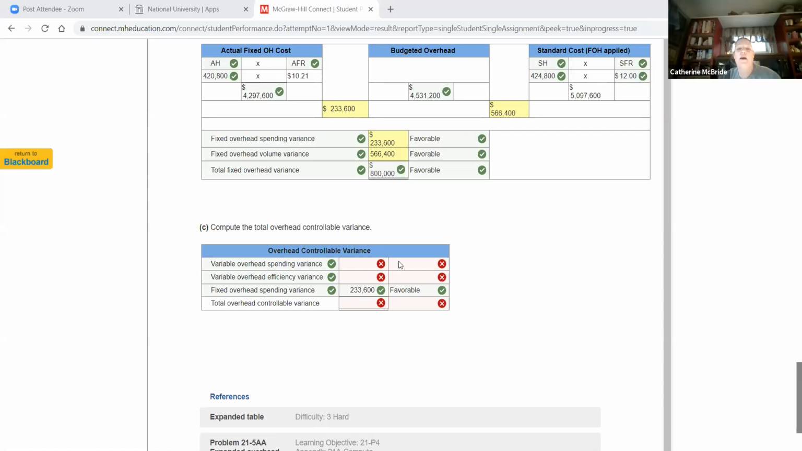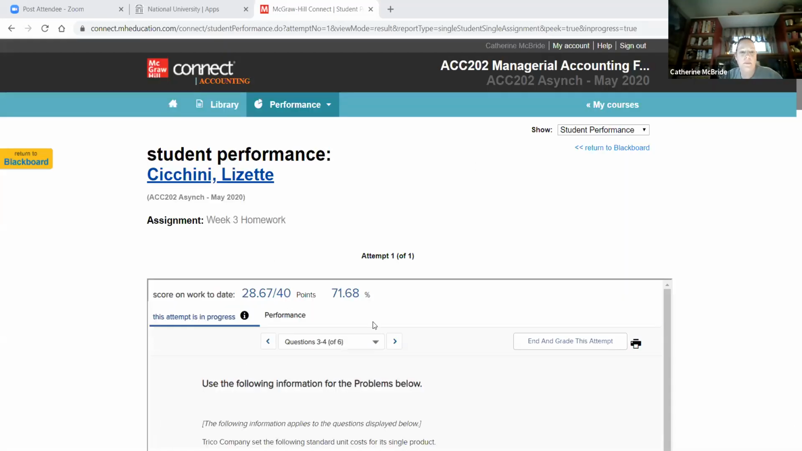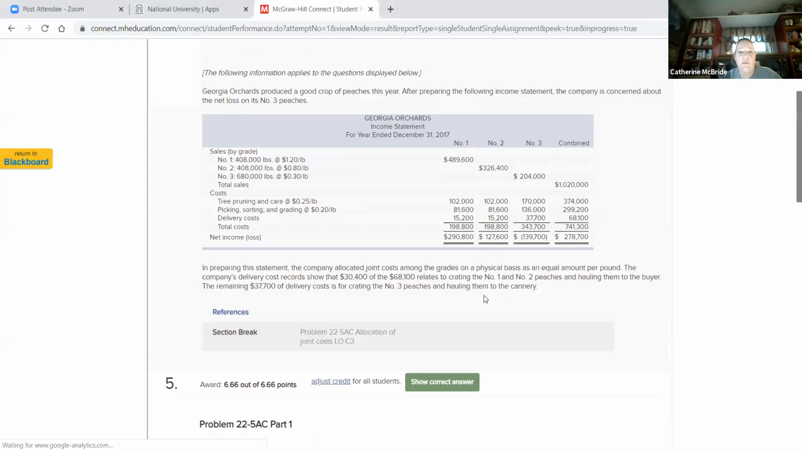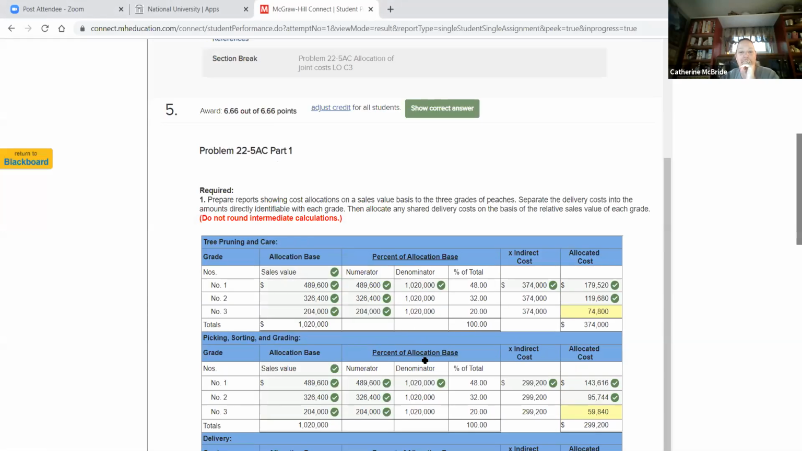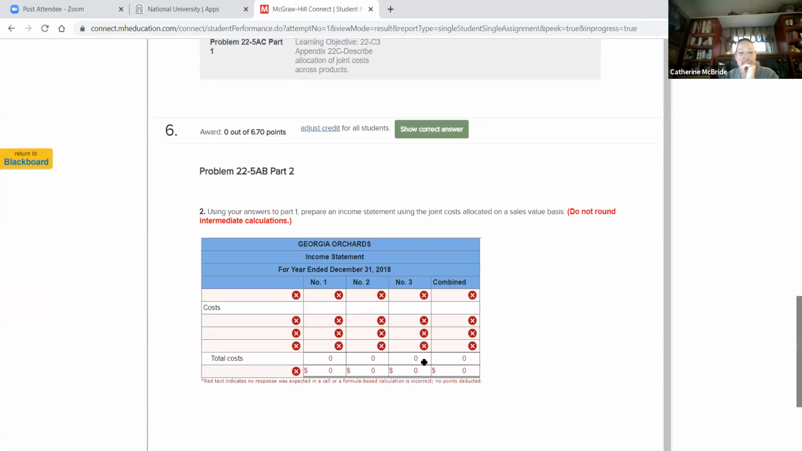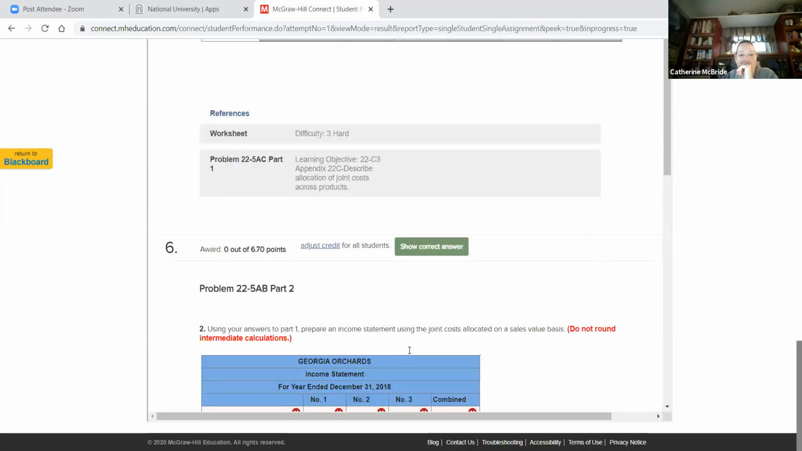So what does the next problem look like? Oh, this isn't as hard. This is allocation of joint costs. Okay, I take that back. It is hard.